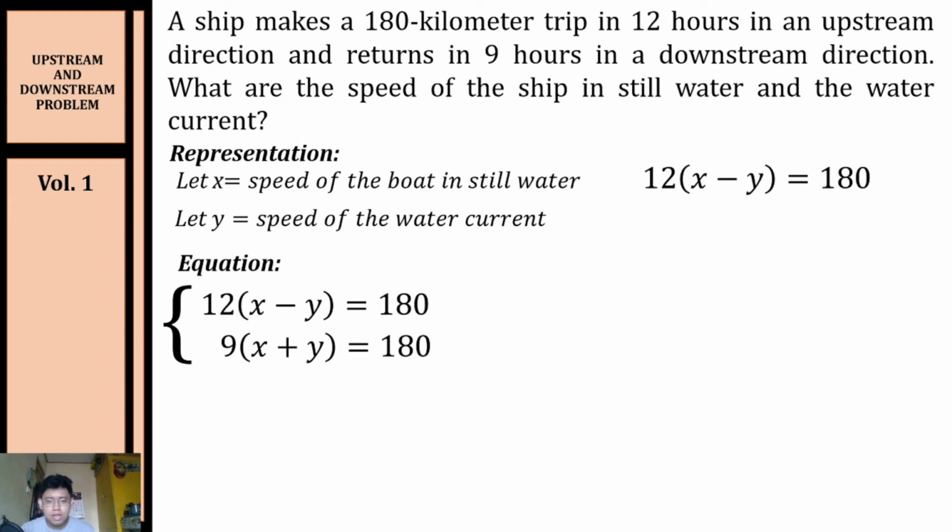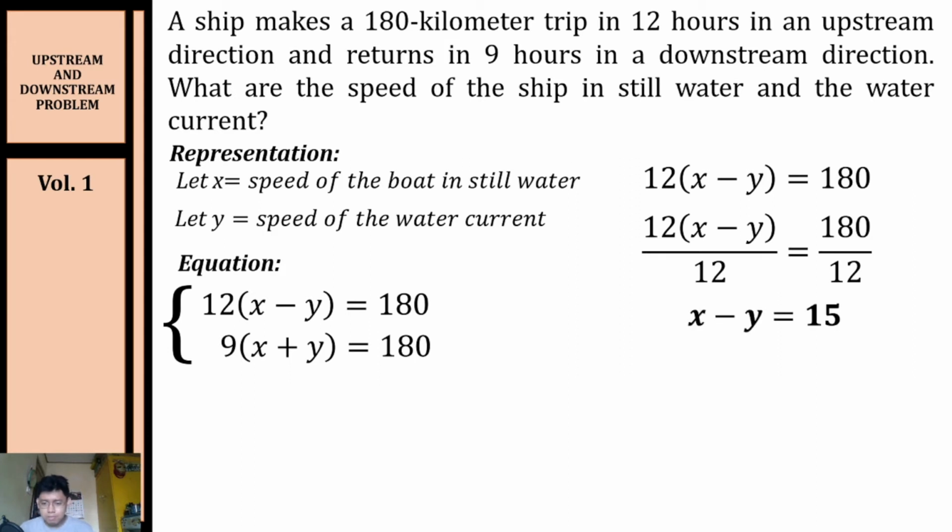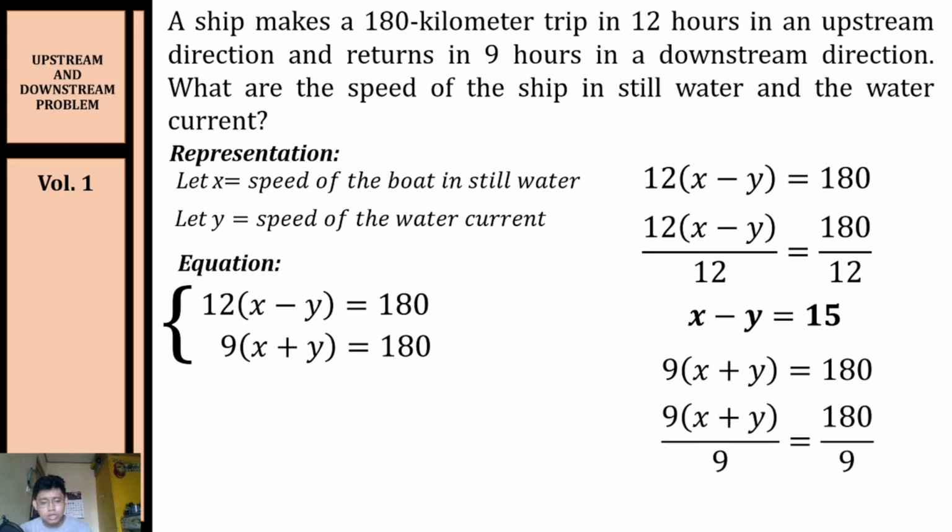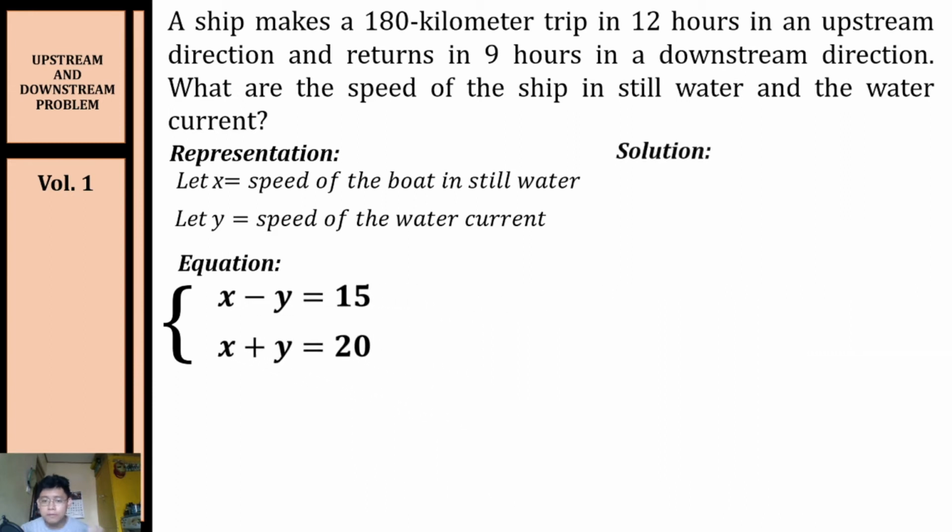Now, instead of applying the distributive property for our first equation, we can divide both sides by 12 because 180 is also divisible by 12. It will be x minus y is equal to 15. Next, our second equation. Instead of distributing 9 to our x and y, let's divide both sides by 9 because 180 is also divisible by 9. So we will have x plus y is equal to 20. So we will have smaller values.